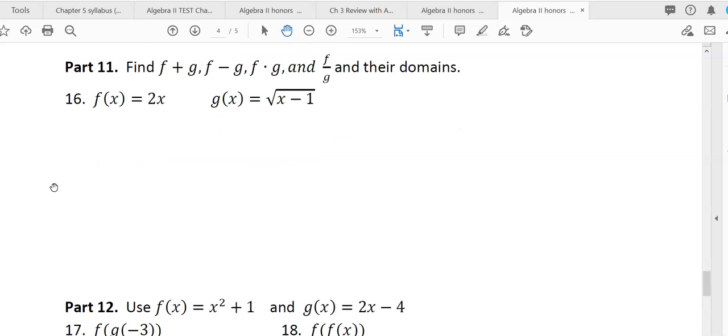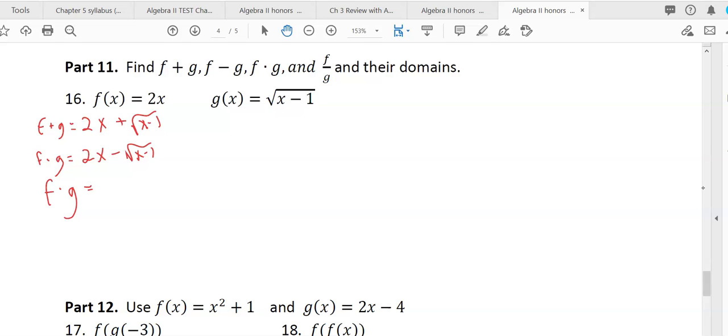So first we're just adding the functions. So f plus g, make sure you label these. So f plus g, we'll just be adding them. I don't think you have to simplify anything here. 2x plus square root of x minus 1. f minus g, make sure to label it, 2x minus square root of x minus 1. Not a whole lot happening there. Multiply the two, okay? f times g.